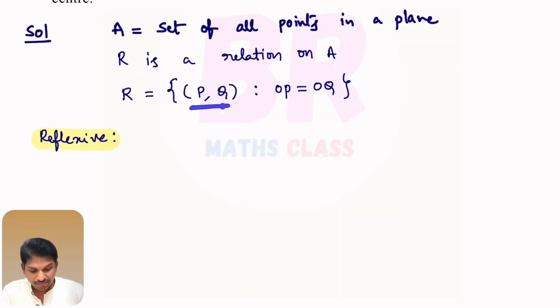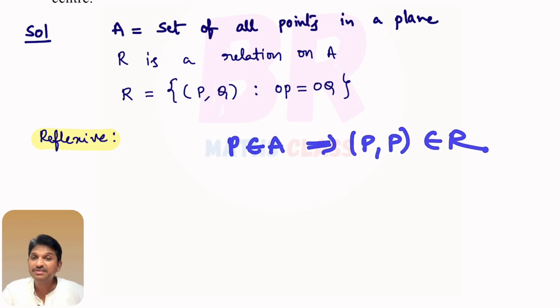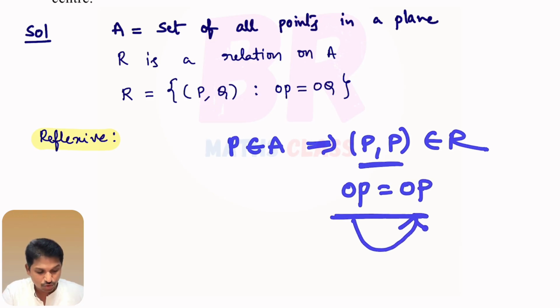Reflexive relation. When we say this relation is reflexive, suppose for any point P in set A, if the ordered pair P comma P belongs to the relation, then we say that relation is reflexive. P comma P belongs to R when OP equal to OP. Is OP same as OP? Yes, the distance from O to P is same as the distance from O to P. A very simple thing, right? So the ordered pair P comma P belongs to the relation.